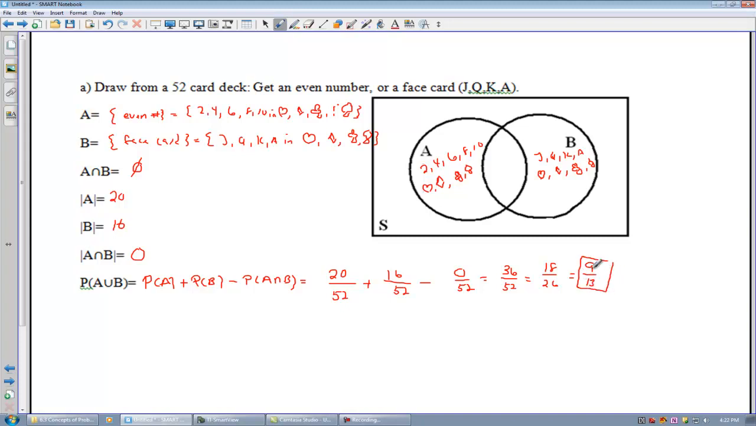All right, so if I draw a card 13 times, I'd expect out of those 13, 9 of them to be either an even number or a face card, Jack, Queen, King, or Ace. You can crunch this on your calculator and see that 9 over 13 is about 69%.